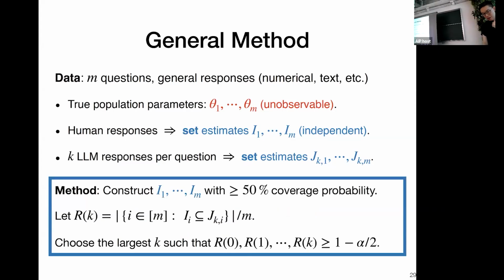Yeah. So practically, here's the method. You construct these real confidence sets, making sure they have 50% coverage probability. And then among your historical questions, you check how many real sets are fully contained in the corresponding synthetic sets. Yeah, a shorter interval contained in a longer interval, right? And then you select the sample size K.